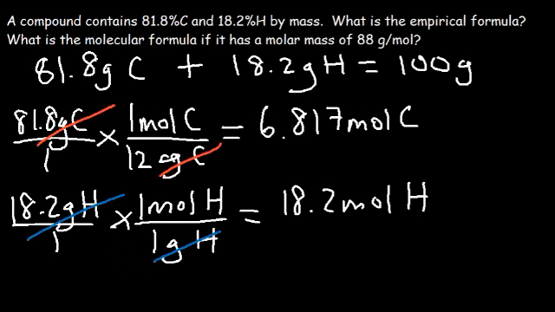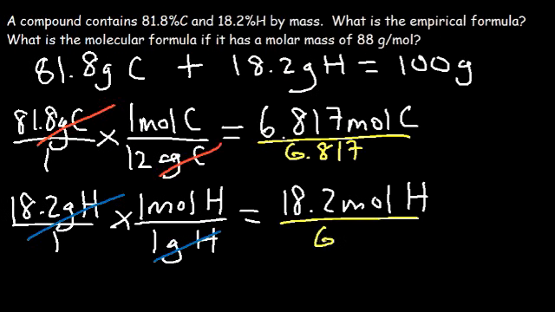So once you have the moles of every element, divide each number by the lowest number. So let's divide each number by 6.817. So this is going to give us a value of 1. And for the other one, 18.2 divided by 6.817, that's equal to 2.67.